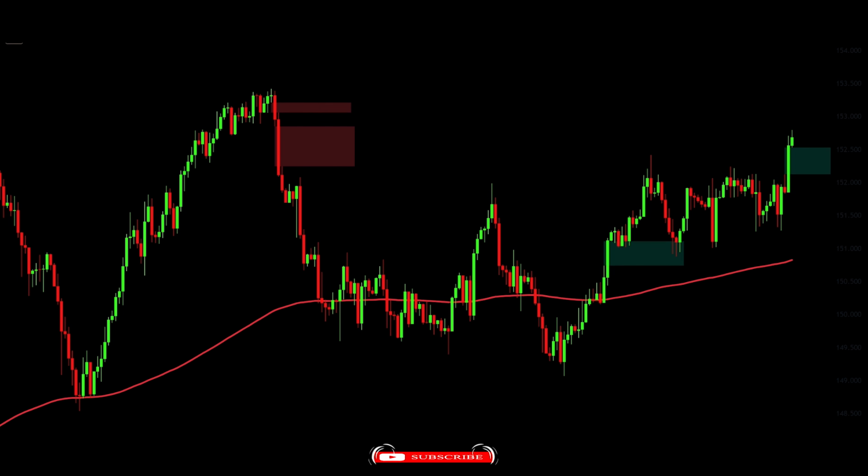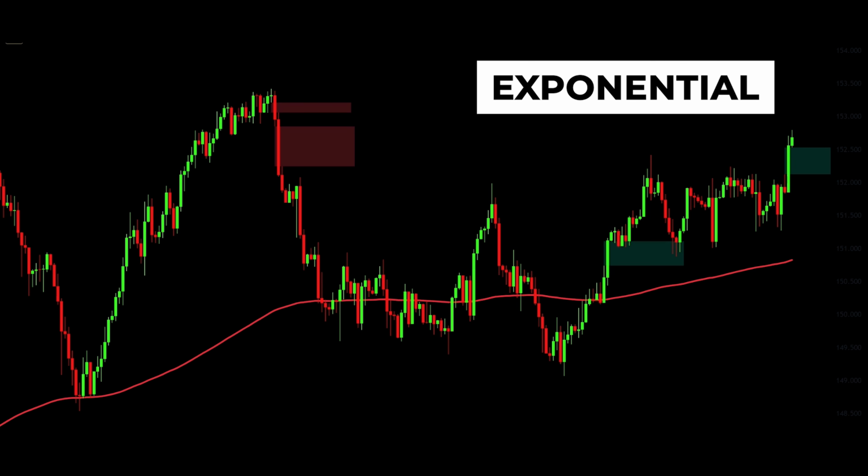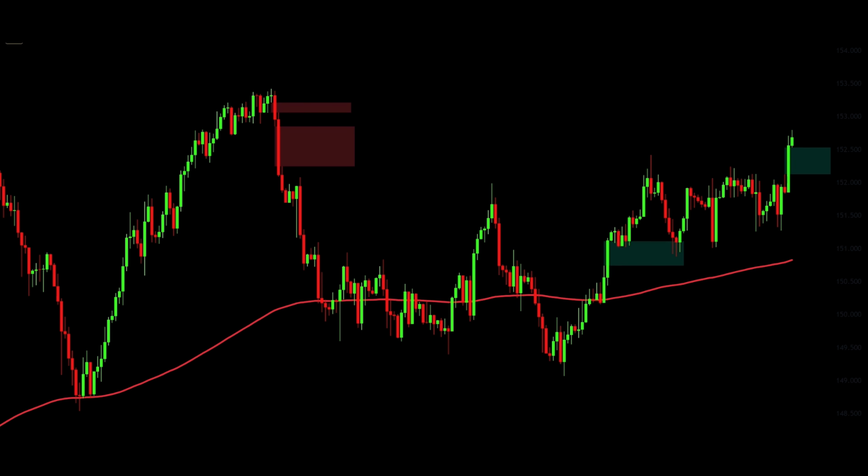First, add the 200 moving average to the chart. There are different variations of this indicator, but personally, I like to stick with the exponential moving average. I usually mark it in red so it's easy to spot. This indicator helps determine whether the market is in an uptrend or downtrend. Basically, when the price is above the 200 moving average, we should only look for buy entries. And when the price is below it, we would only consider sell signals.